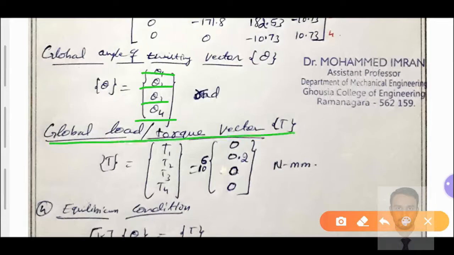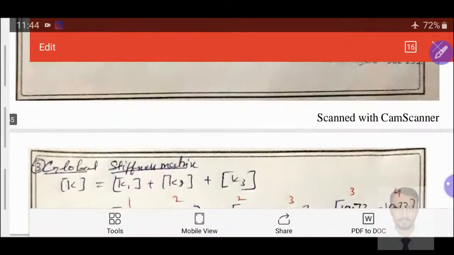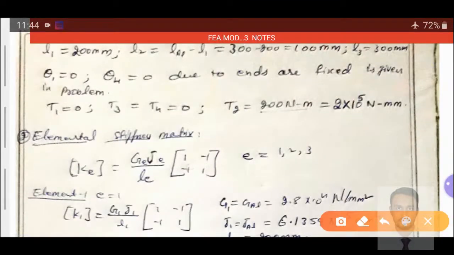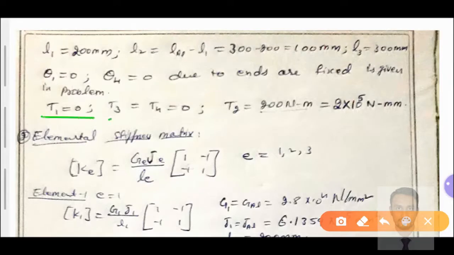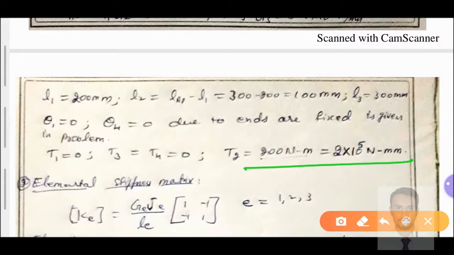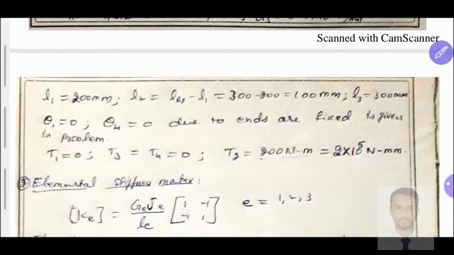Similarly, the global torque vector, we have T1, T2, T3, T4 at nodes 1, 2, 3 and 4. We need to get that from the figure we have taken. T1 is equal to 0, T3 and T4 are also equal to 0, and T2 is given as 200 Newton meter, which has been converted into 2 into 10 to the power of 5 Newton millimeter.